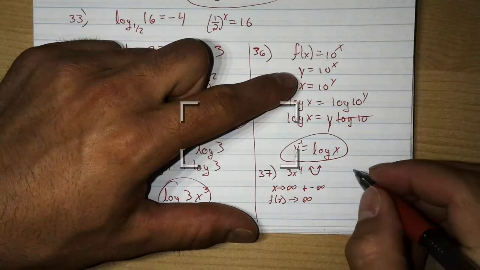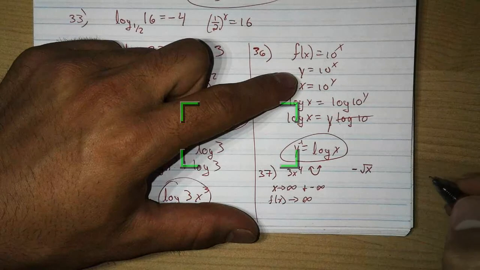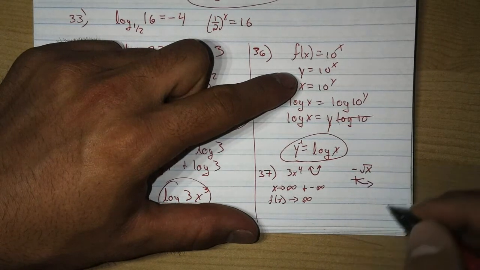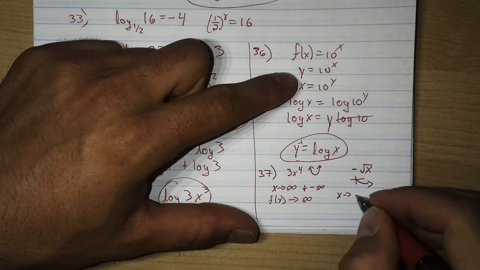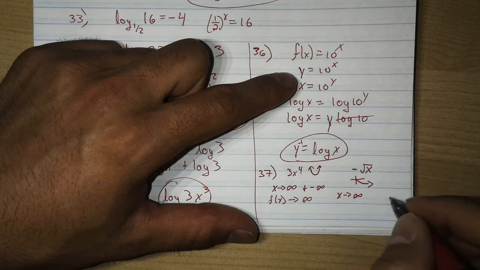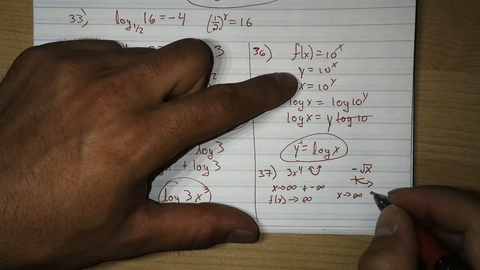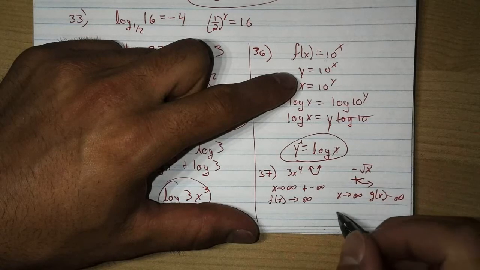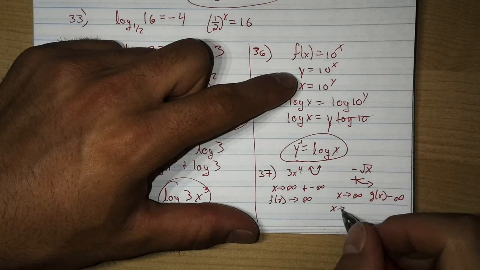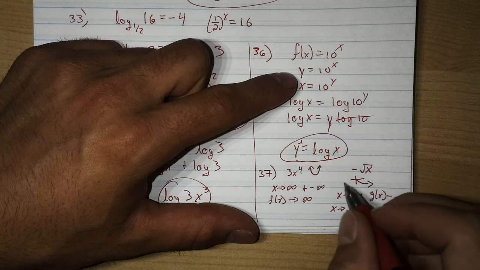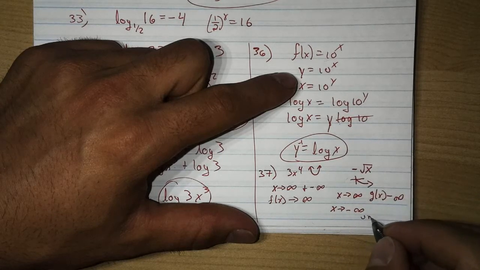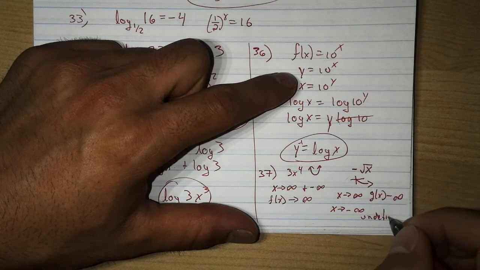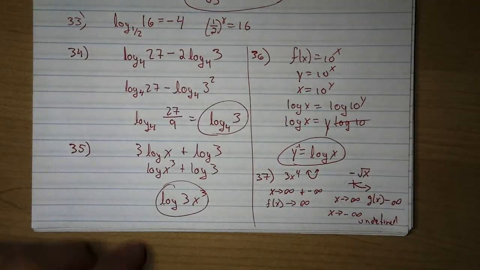However, with negative radical x, this function looks like this. So as x goes to infinity this way, the function is negative. And as the function goes to negative infinity, there's nothing over here, so it's undefined. Okay, pretty straightforward.